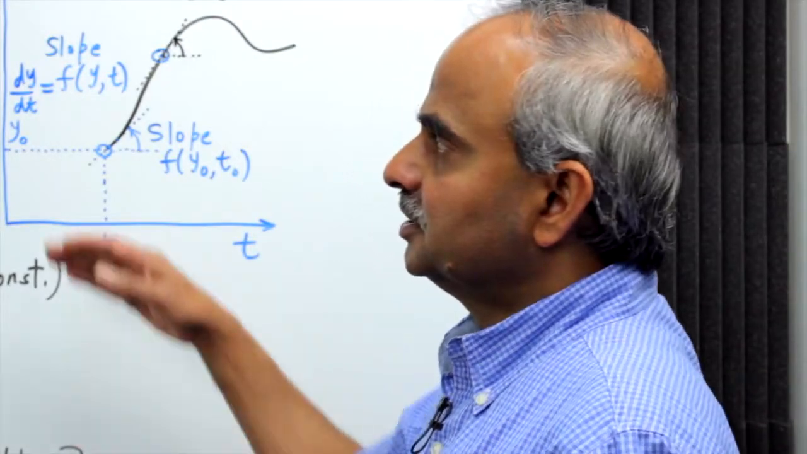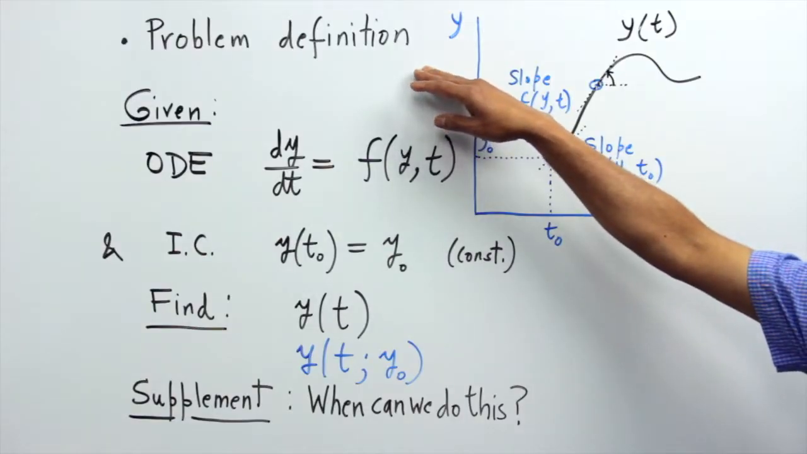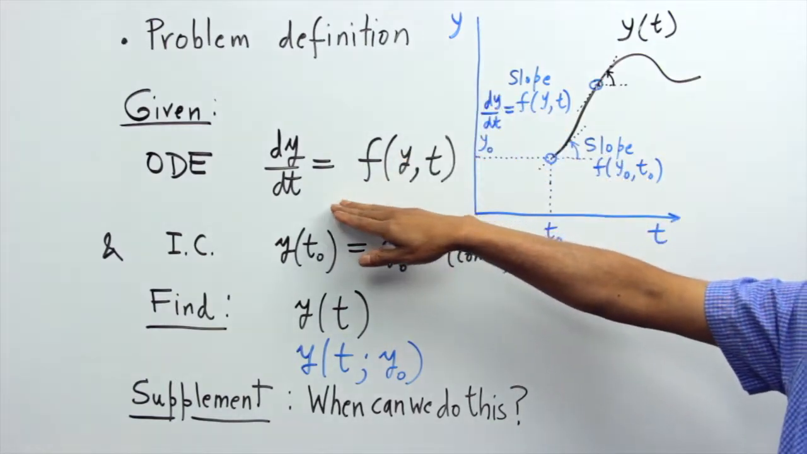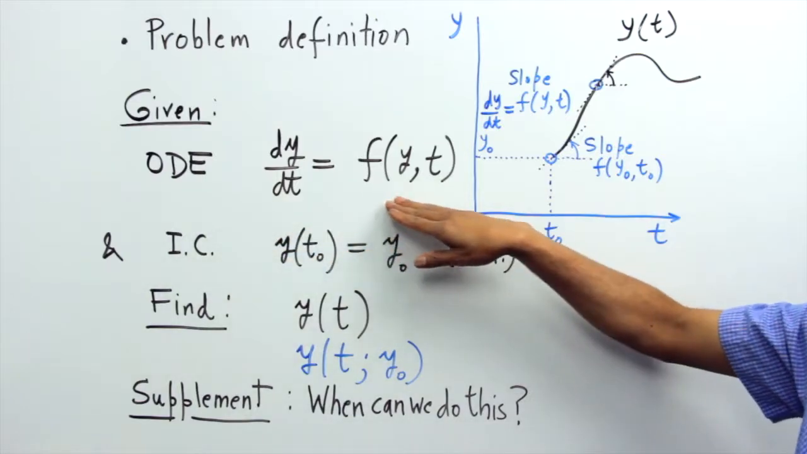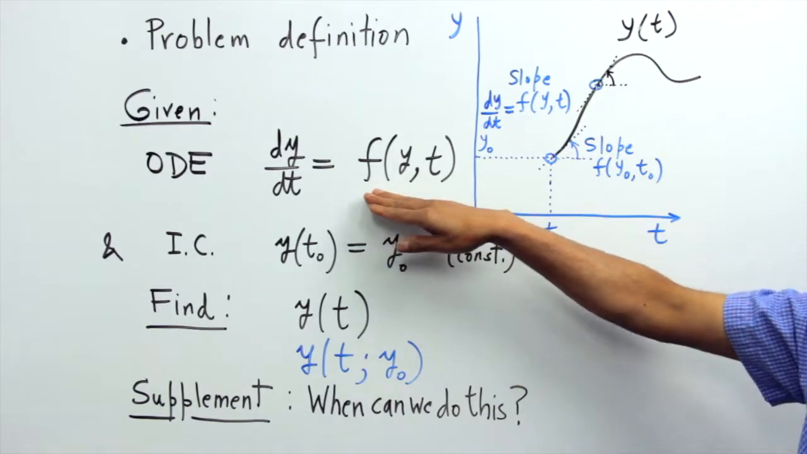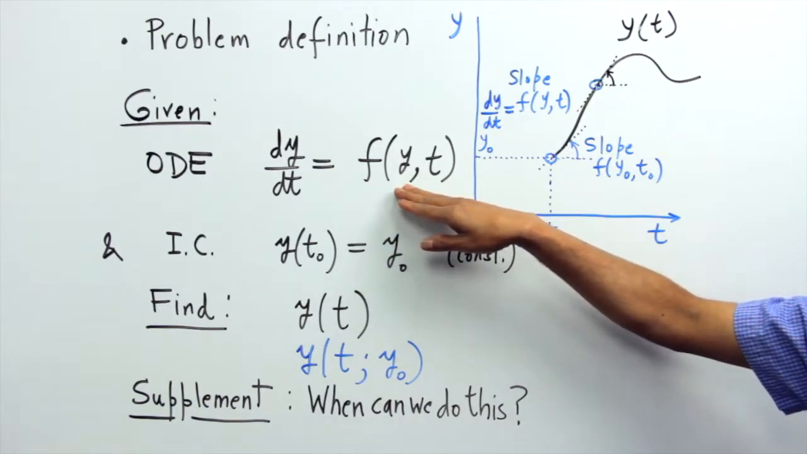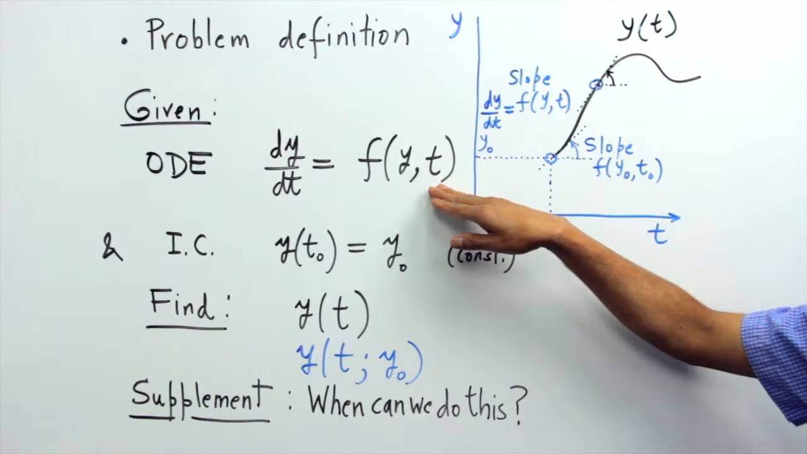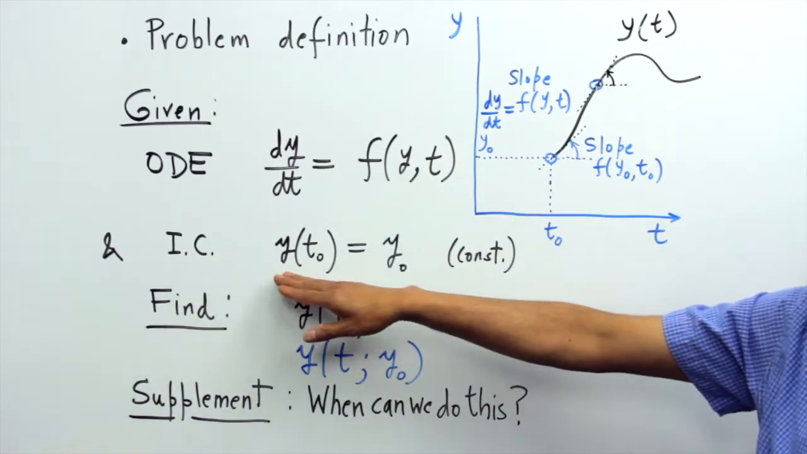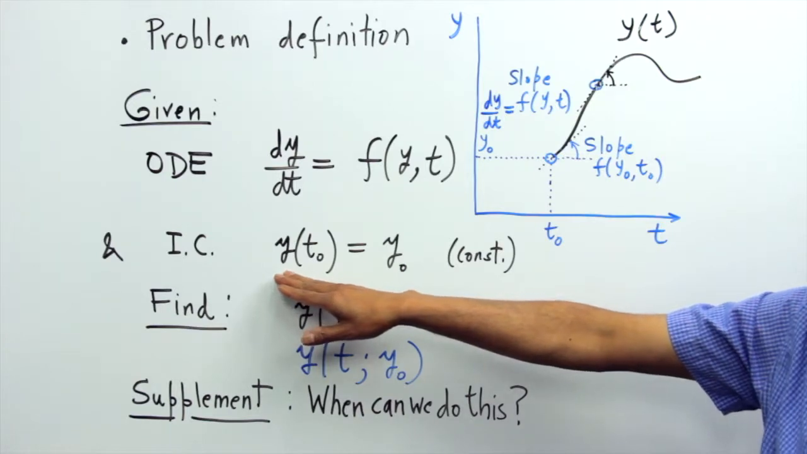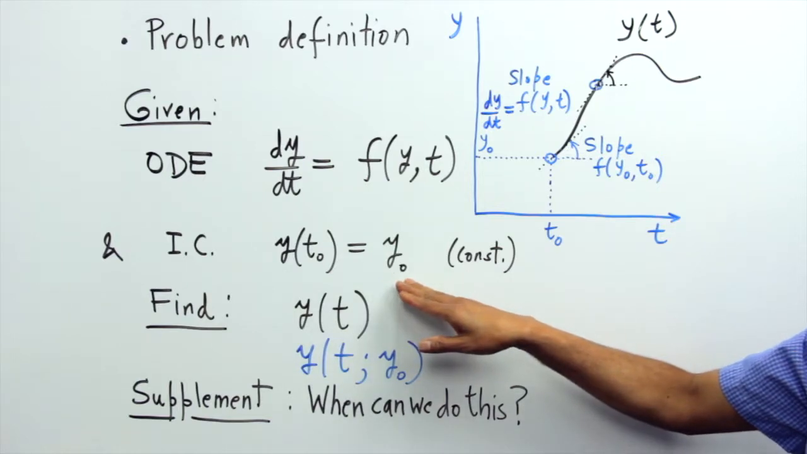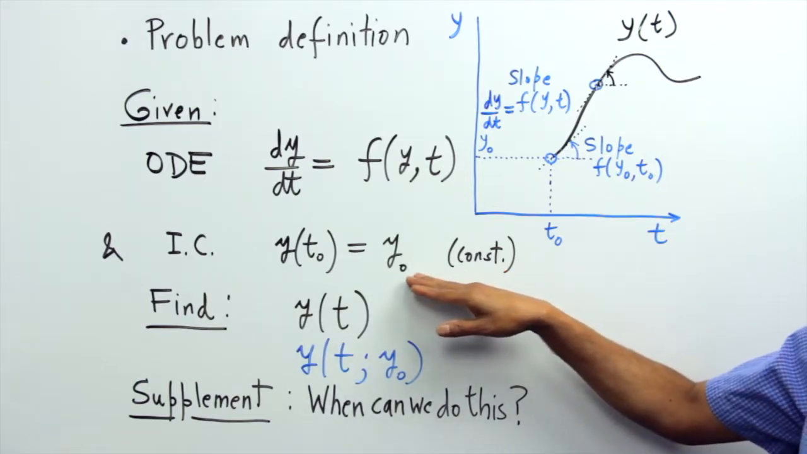Let's begin by defining the mathematical problem associated with solving a first order differential equation. We are given a first order ODE in this form: dy/dt equals f of y comma t. This right hand side depends just on the dependent variable y and the independent variable t. And we are also given an initial condition on the dependent variable y: at t equals t0, y is a given value y0. This is a constant number that is known.